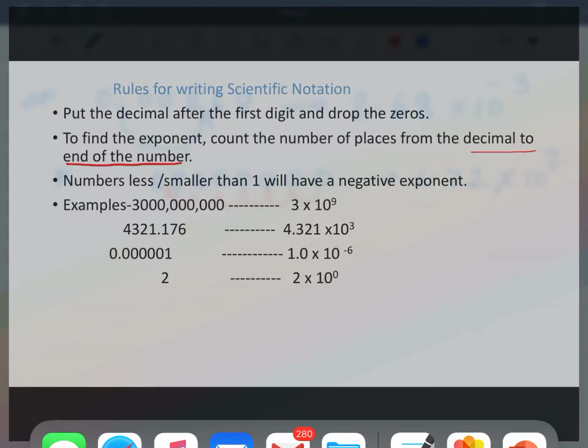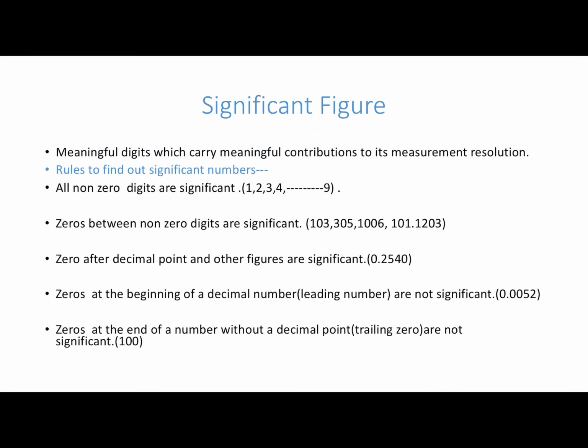Another way of writing numbers is significant figures. Significant figures are meaningful digits which carry a meaningful contribution to the measurement resolution. There are some rules to find significant figures. What are these rules? All non-zero digits are called significant. That means 1, 2, 3, 4, 5, 6, 7, 8 and 9 are significant numbers.